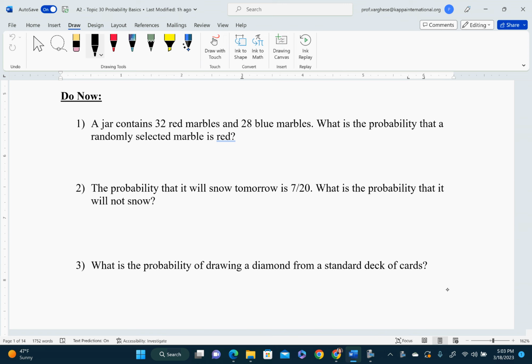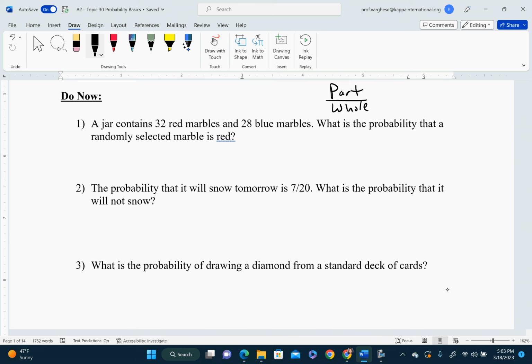So let me go over the basics of what probability is. Probability is always just the part, it's a fraction. A part over the whole is all probability is, right? What is it, the part that you're looking for over the whole? So for example, in this question that we have right here, we have a jar containing 32 red and 28 blue. What is the probability that a randomly selected marble is red?